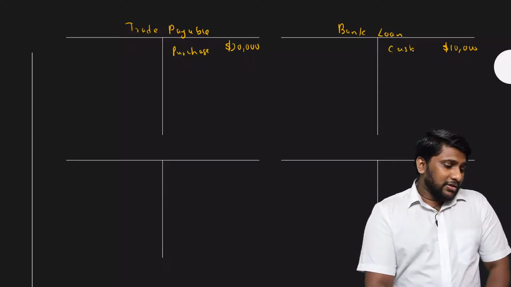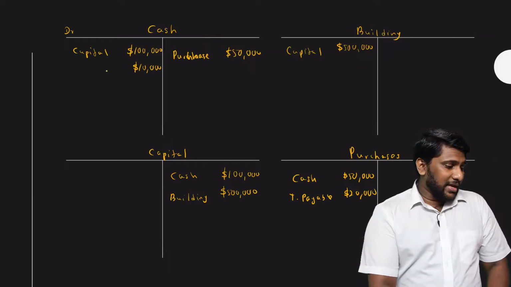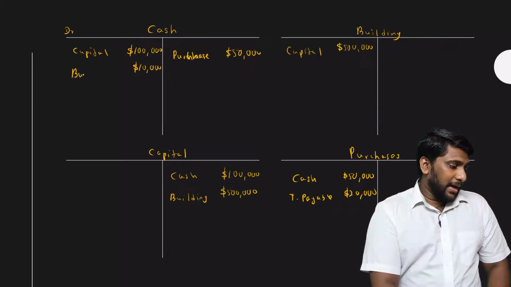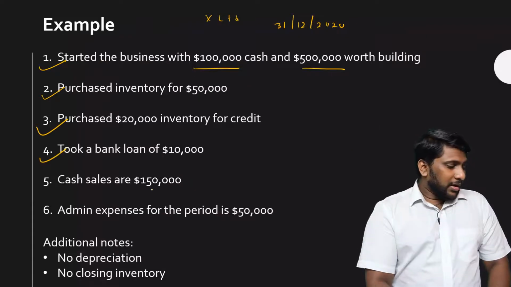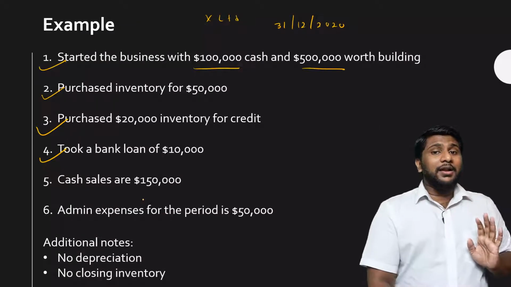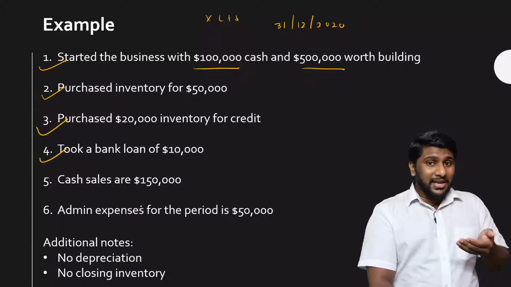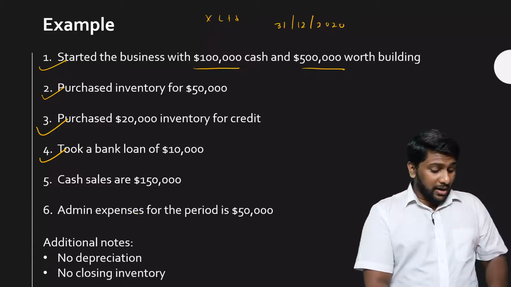Then I will switch the names. Here I will write cash, here I will write the bank loan. Next one. Cash sales are how much? 150,000. You are doing some sales for cash. How much is that? 150,000.